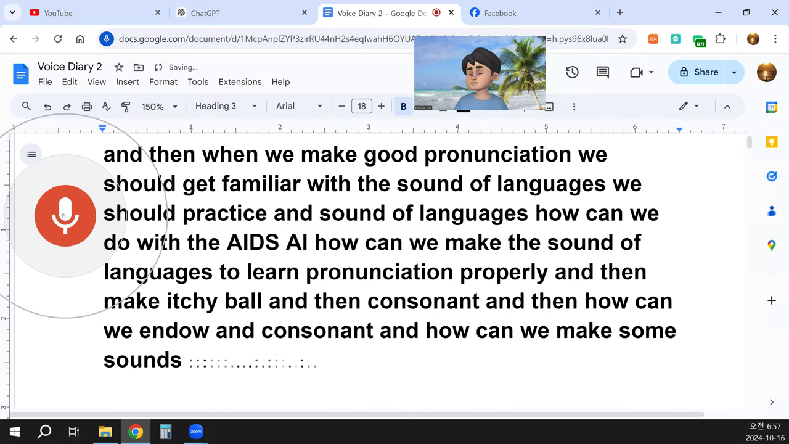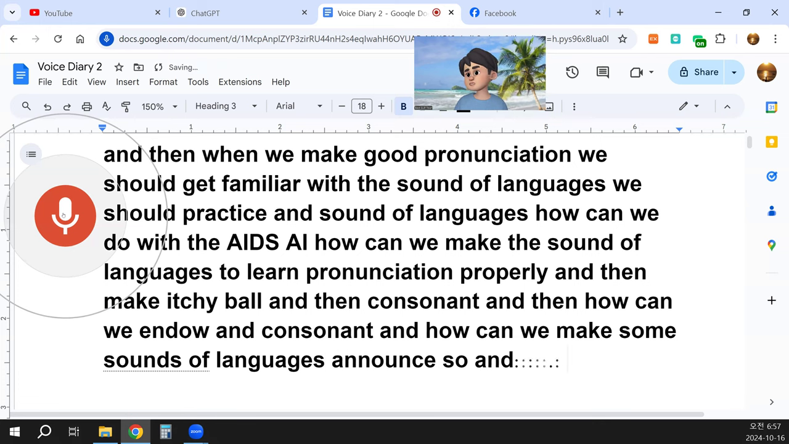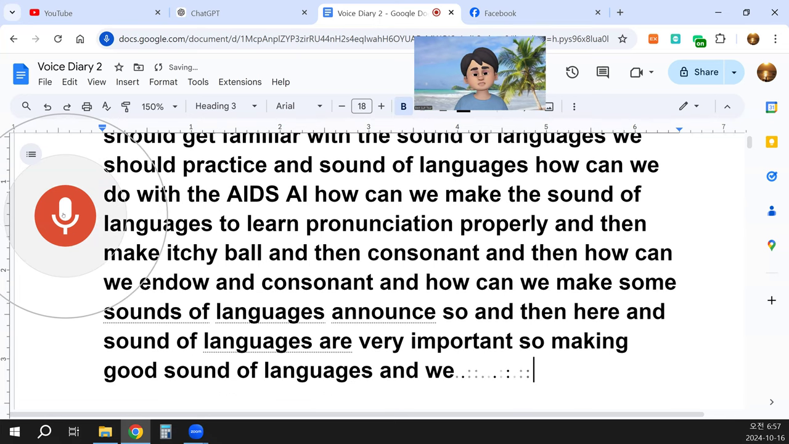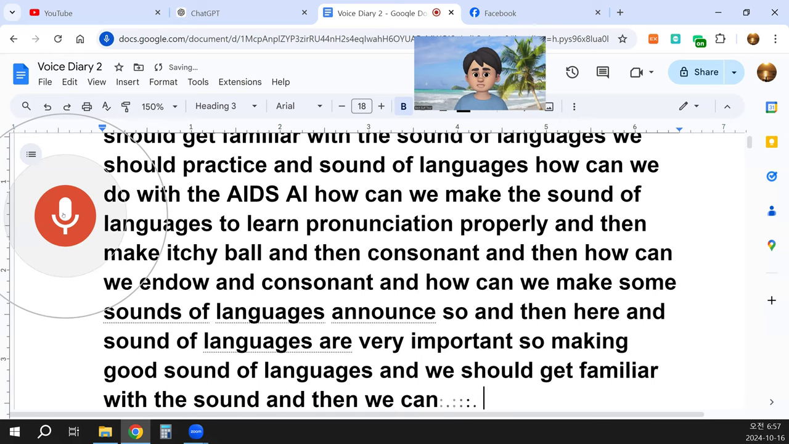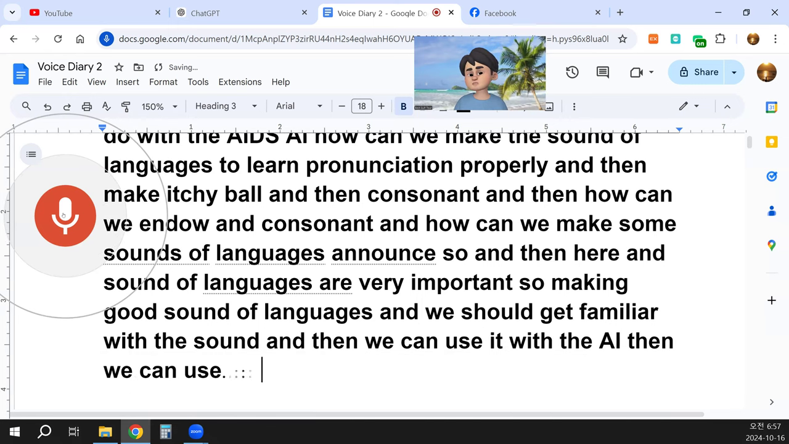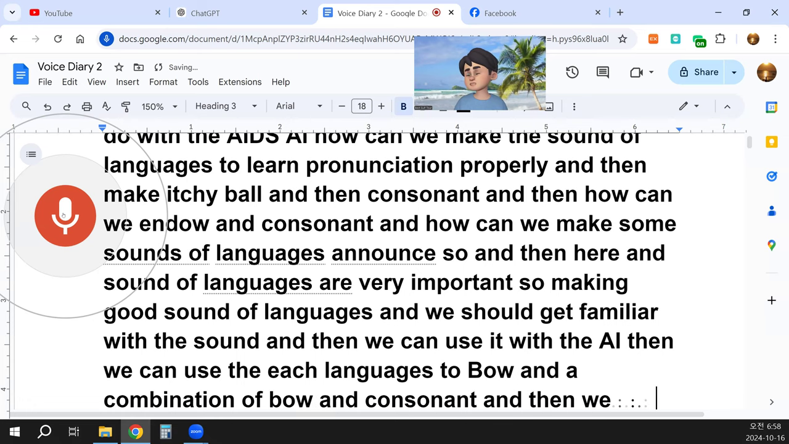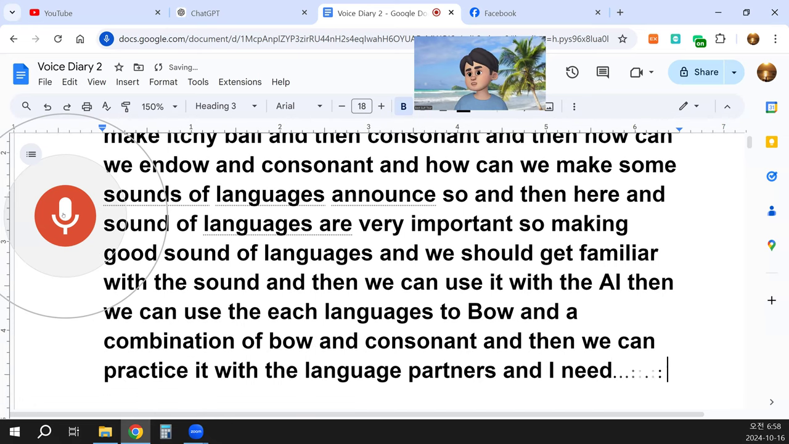The sound of languages is important, and we make it using vowel sounds and consonant sounds. Then we can use the sound of languages to get good pronunciation. Making good sound of languages, we should get familiar with the sound, and then we can use it with AI. We can use each language's vowels and consonants, or combinations of vowels and consonants, and then we can practice with language partners. Each language has combinations of that kind.